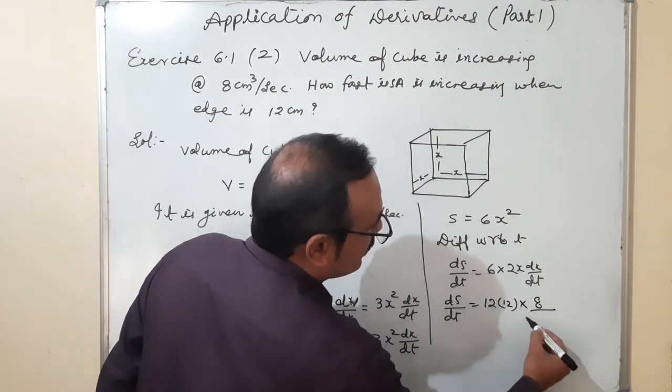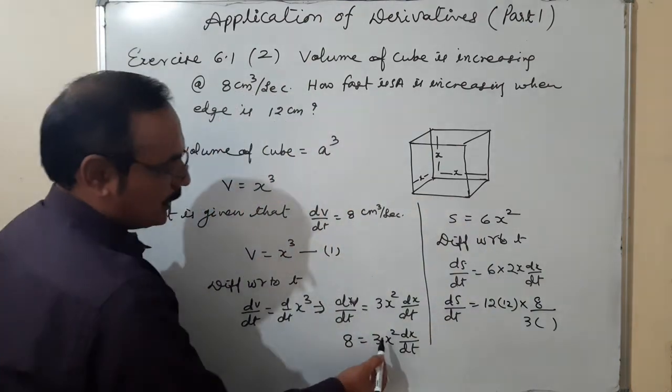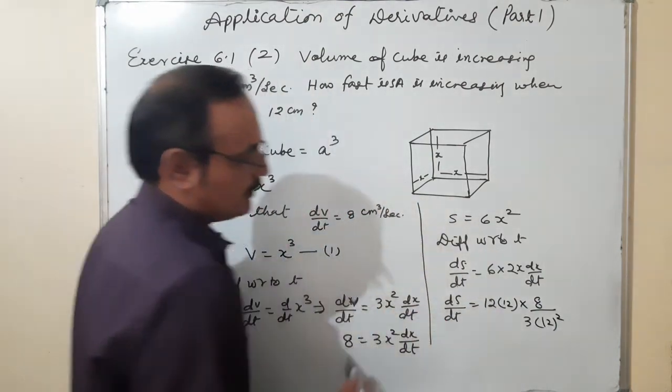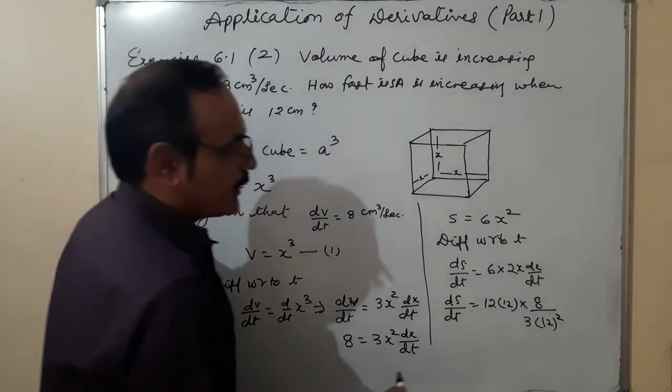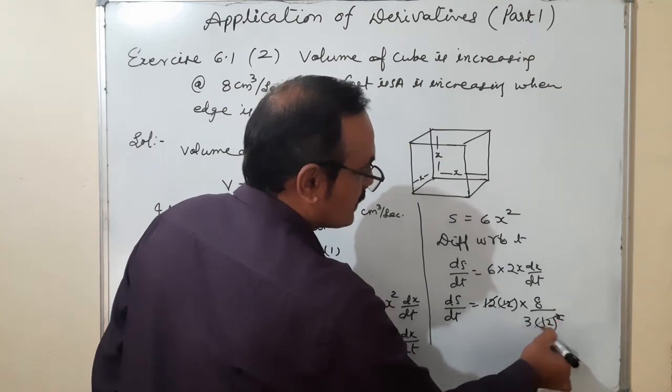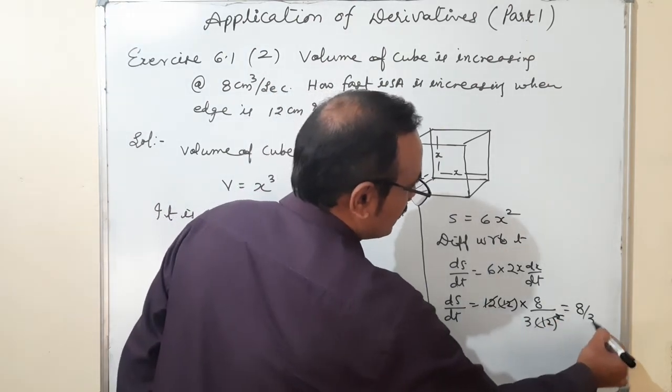8 upon 3 and x square. What is the value of x? 12 square. 12 square. Okay. So we can cancel this, 12 will be cancelled by both the 12s. Answer is 8 upon 3.